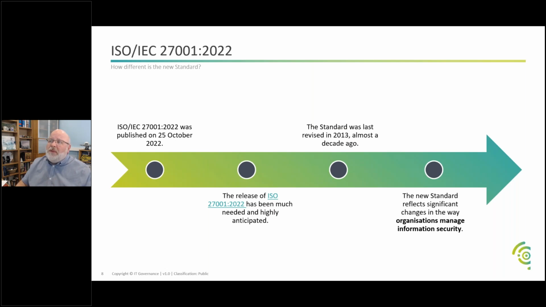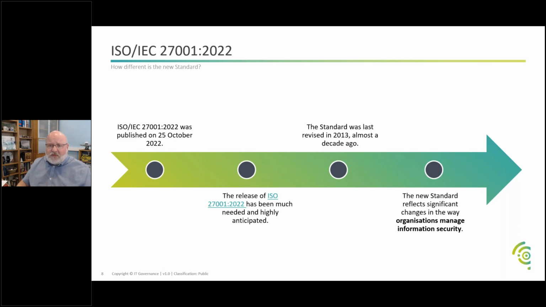27001 was published on the 25th of October 2022. Now, one of the things we'll talk about later is the 27002 standard, which came out earlier in the year, and there's a reason for that, and I'll tell you that in a bit. The release has been much needed and highly anticipated. Any change in the 27001 standard, because it's so heavily used by people, even if they don't go for certification, they use it for guidance and all that sort of stuff.